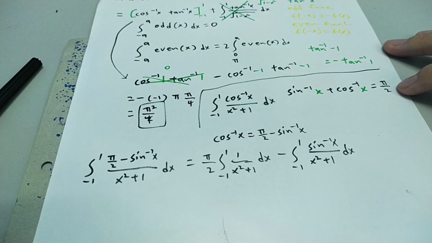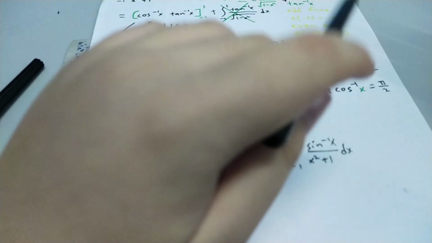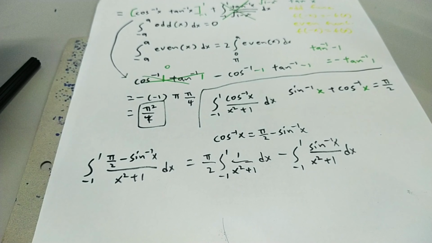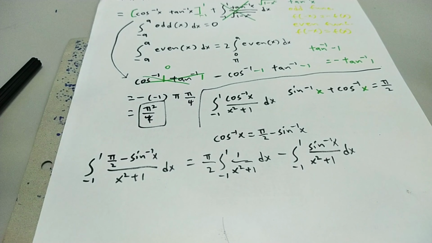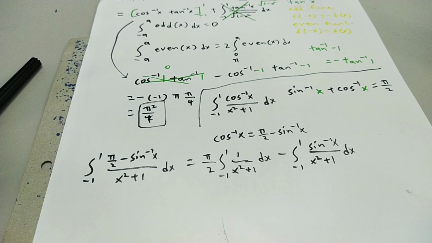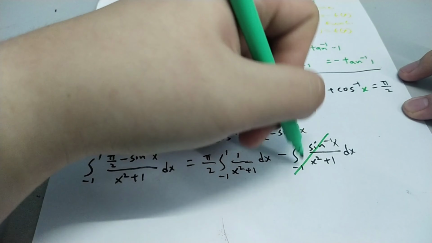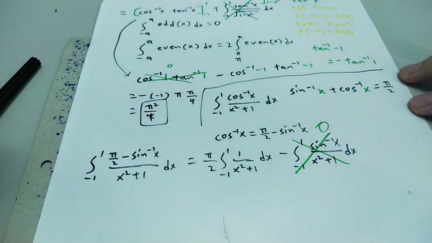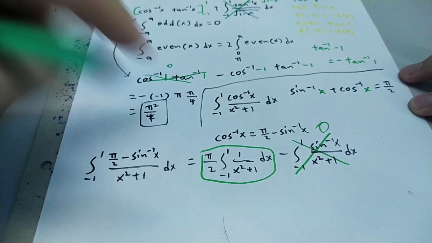Now, here's the key. We know that inverse cosine of x is neither odd nor even, but inverse sine of x is an odd function. And pi over 2 is a constant function, and remember, a constant function is always an even function. Since inverse sine of x is odd and 1 over x squared plus 1 is even, an odd function times an even function is odd. Remember, the integral of an odd function from -a to a dx is equal to 0 for all real values of a. So this thing is nicely equal to 0, and we can just concentrate on this part.